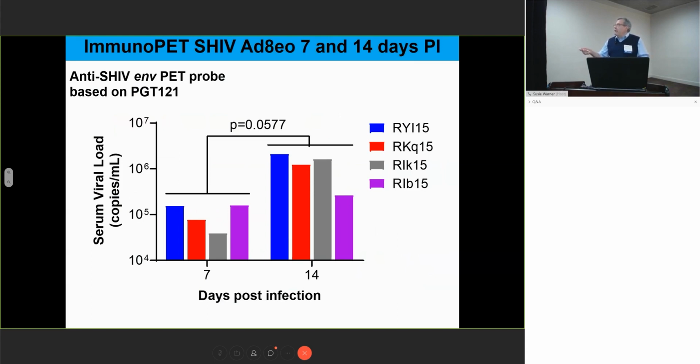The point of the matter is, this is acute infection, 7 days and 14 days post-infection in adult animals. This is 4 animals' viral loads at day 7 and at day 14. And I just want to point out a couple of these animals. So RIB15, there's not much of a change in its viral load over that week, but you can see more than an order of magnitude increase in, say, RYI15.